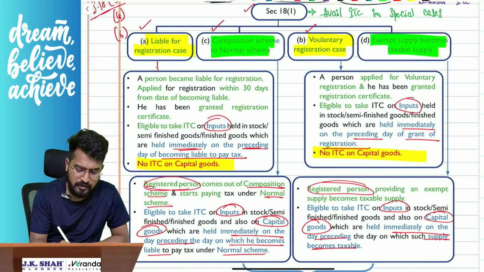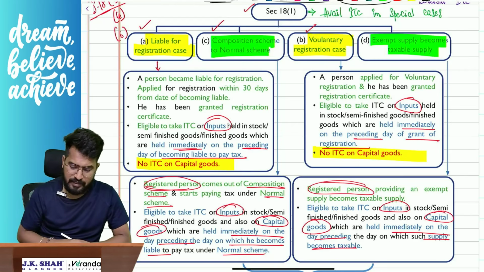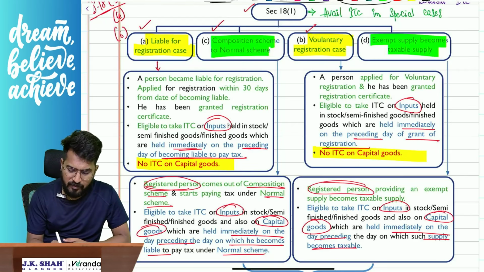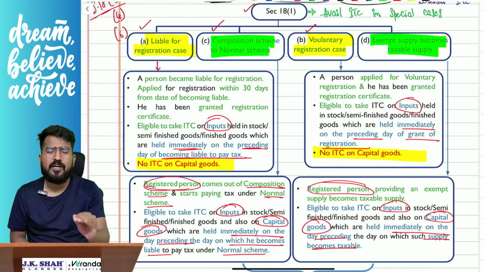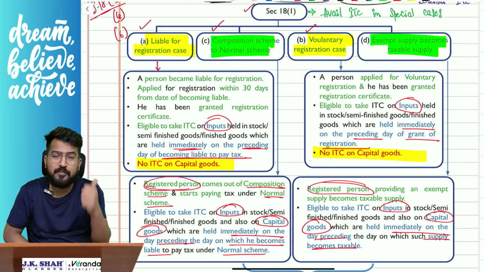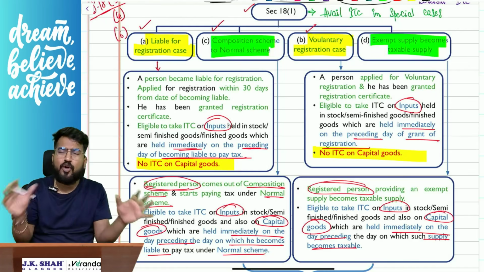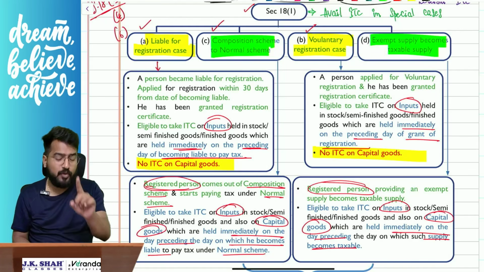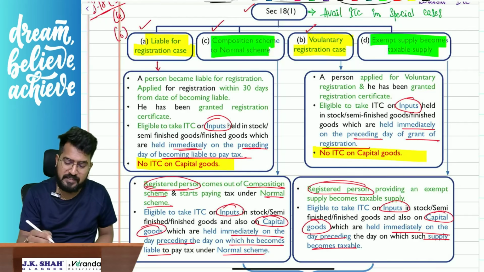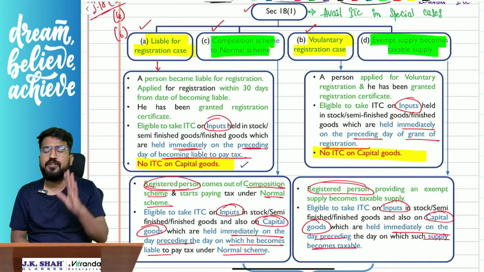Yes, this is the immediately preceding date of the date of becoming liable for registration. On that date, whatever closing stock you have, inputs in stock, inputs in work in progress, inputs in finished goods, on all these things they will give you ITC, but no ITC on capital goods. Please understand that the important thing here is: no ITC on capital goods.